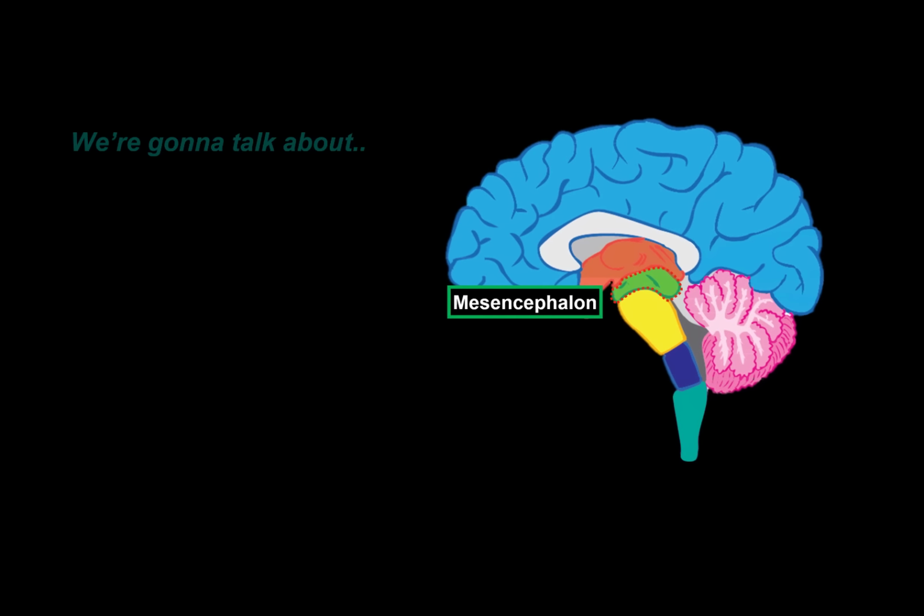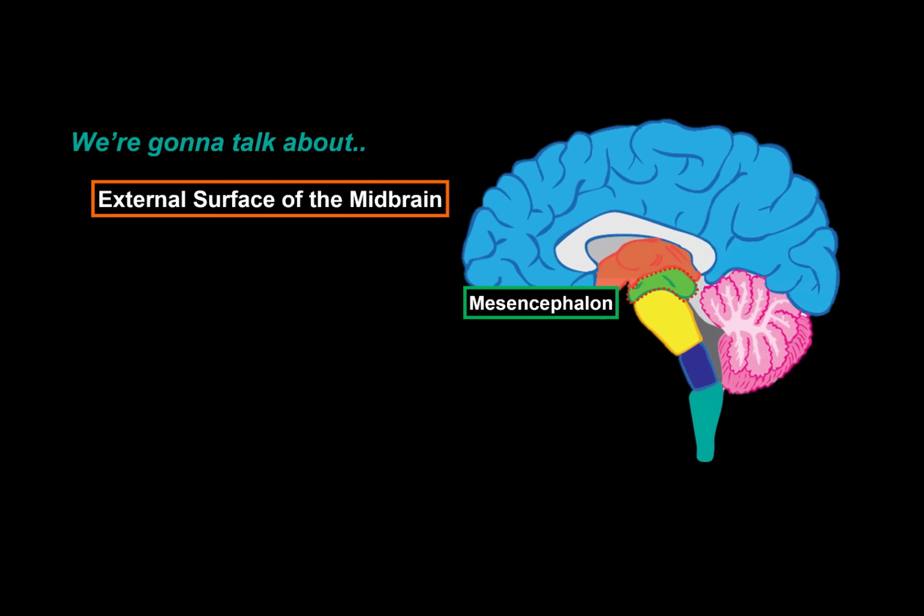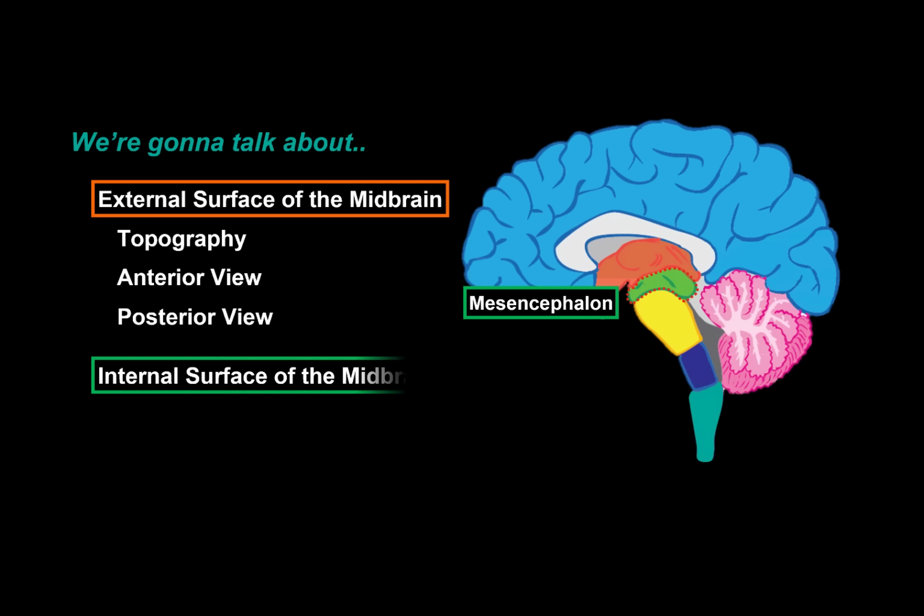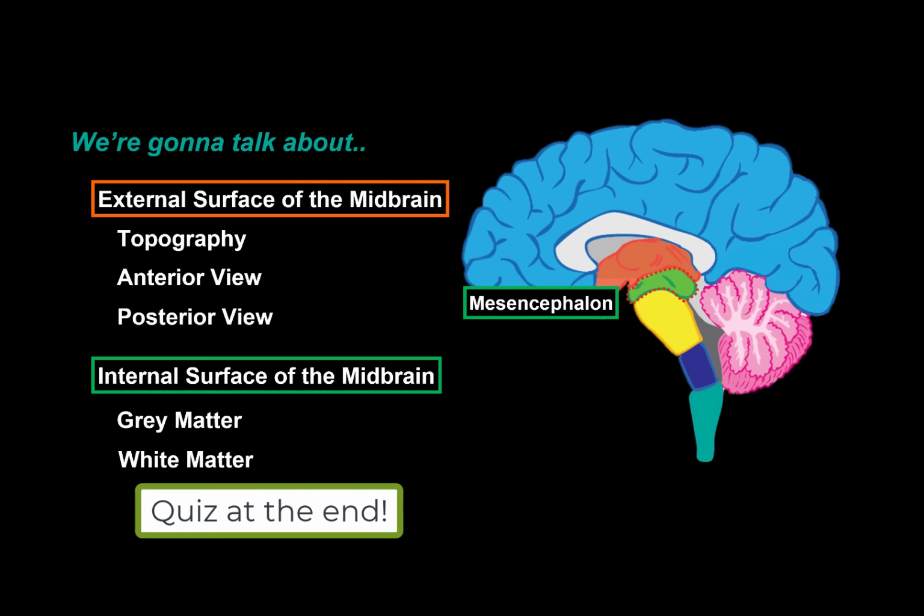So in this video, we're first going to cover the external surfaces of the midbrain, basically look at its topography and what structures you will find from an anterior view and a posterior view. Then we're going to slice up the midbrain and look at the internal surface, basically see how the gray matter and the white matter are arranged within it. Then I made a little quiz at the end, which might help you if you need to memorize.